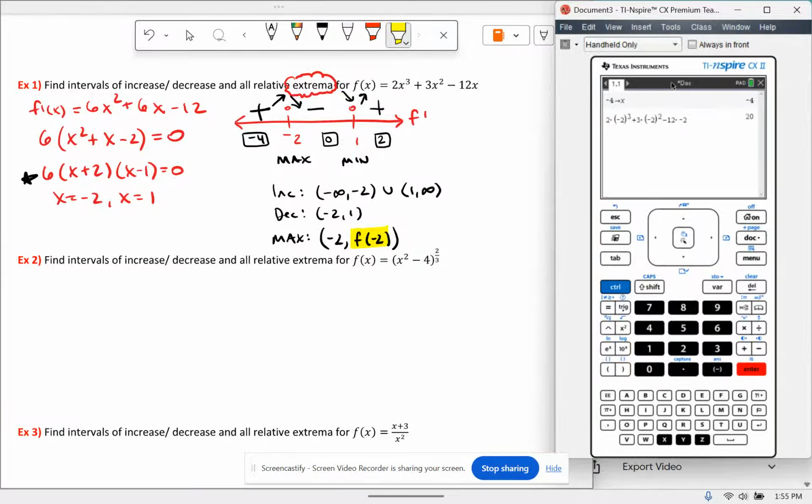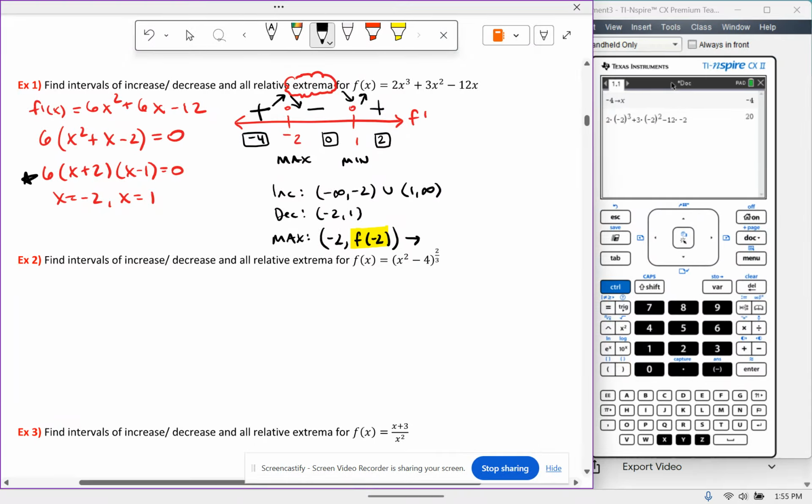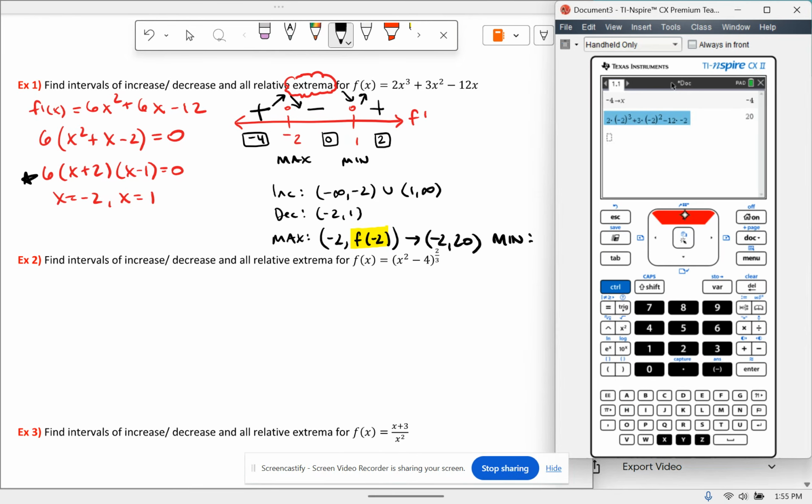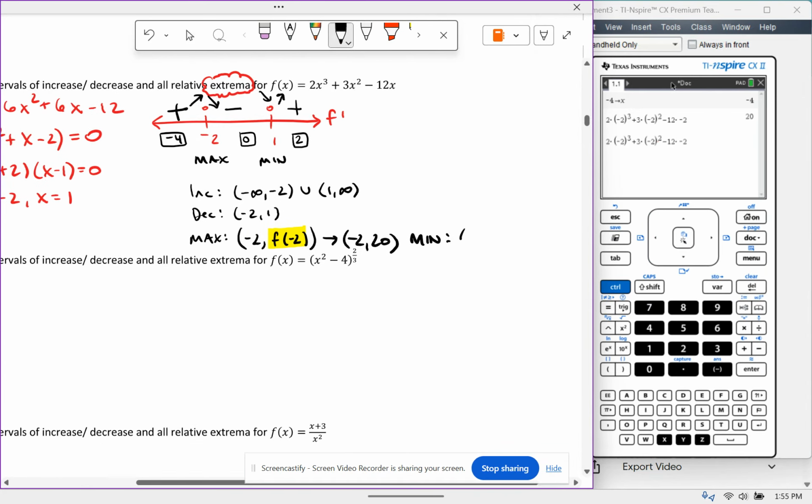All right, what do we get? -220. So the max is -220. And then the min, I've got to plug that one in now too. So what is the min? The min is happening when we have a 1. Oh, I could just do that in my head. So I'd have 2 plus 3 minus 12. So I got 5 minus 12, so I got -7. So the min is happening at 1, -7.